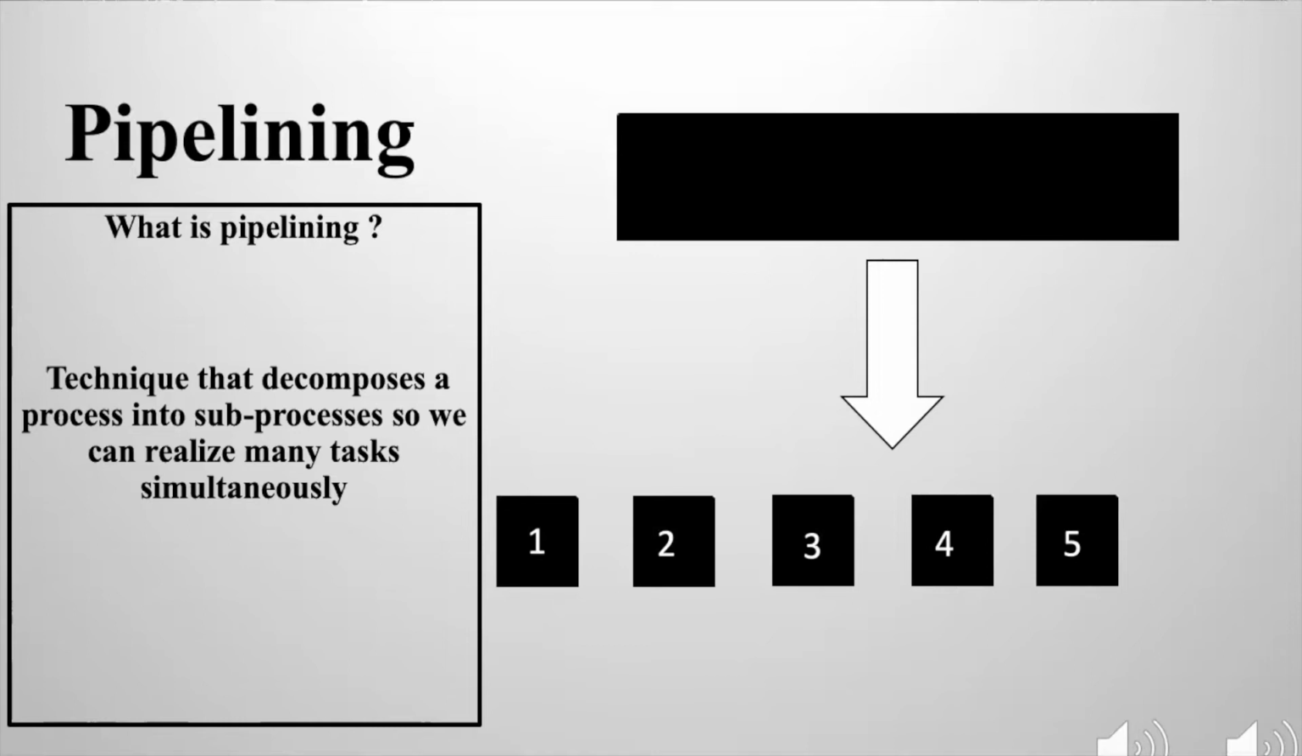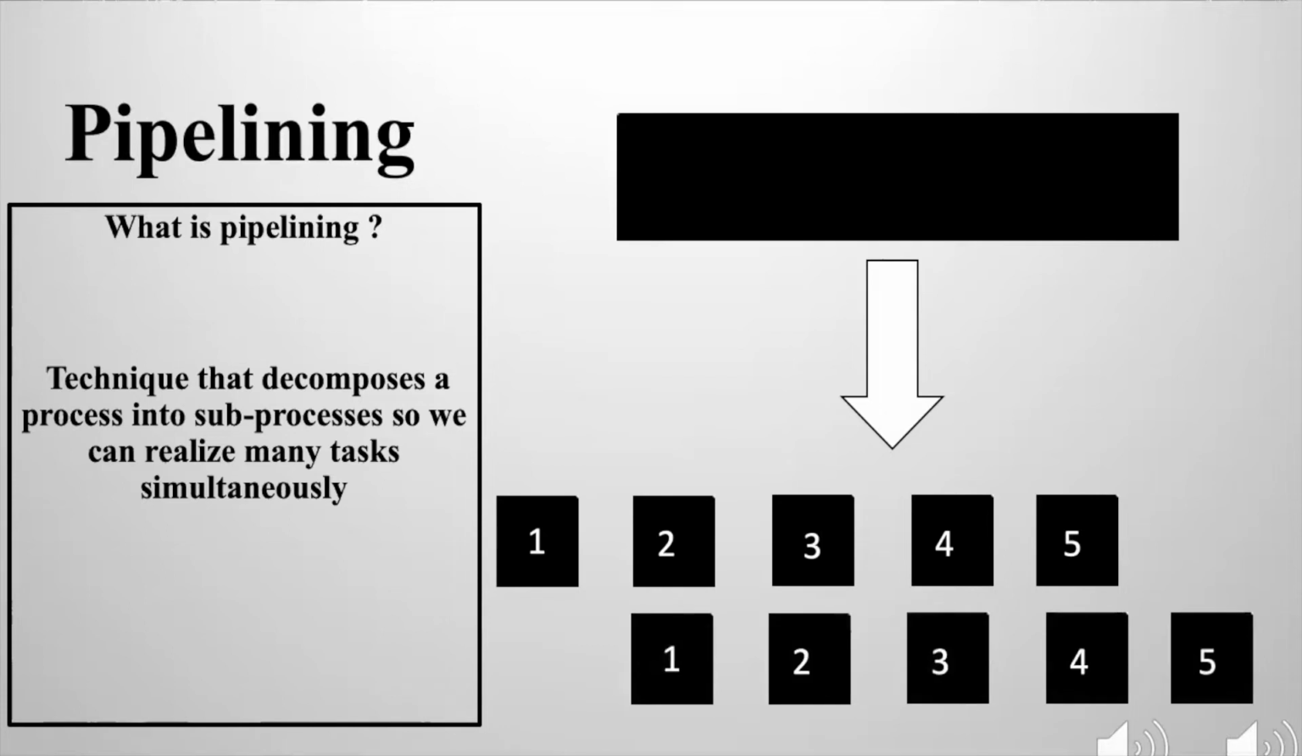The question that you may be asking yourself is, why do we realize this decomposition? We do it so that we can realize many subtasks simultaneously. That way, when the processor is trying to pass on an instruction, it can realize many subtasks simultaneously for different instructions. That way we can save time and improve throughput.